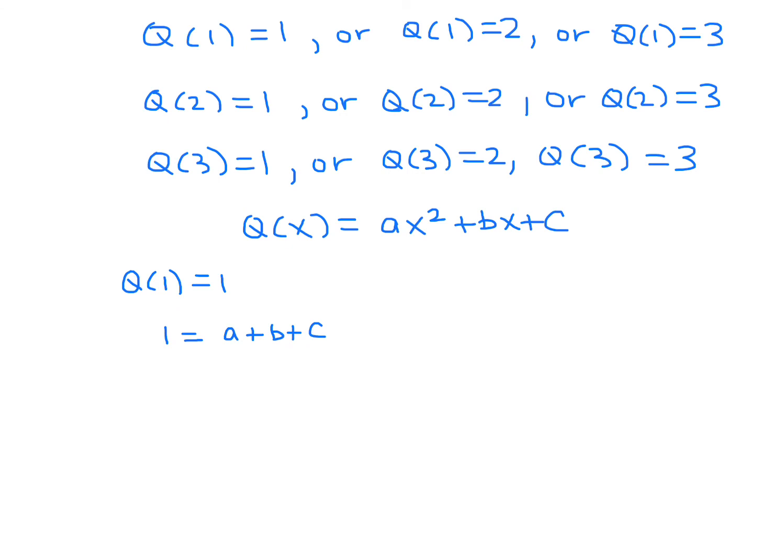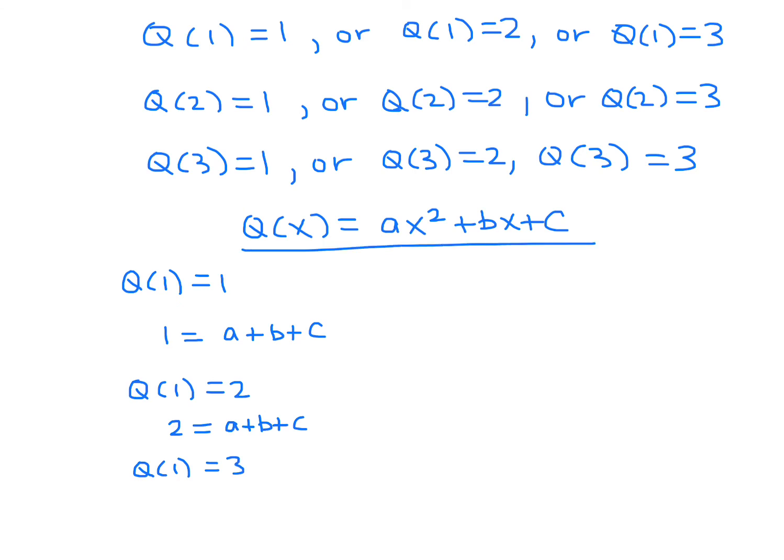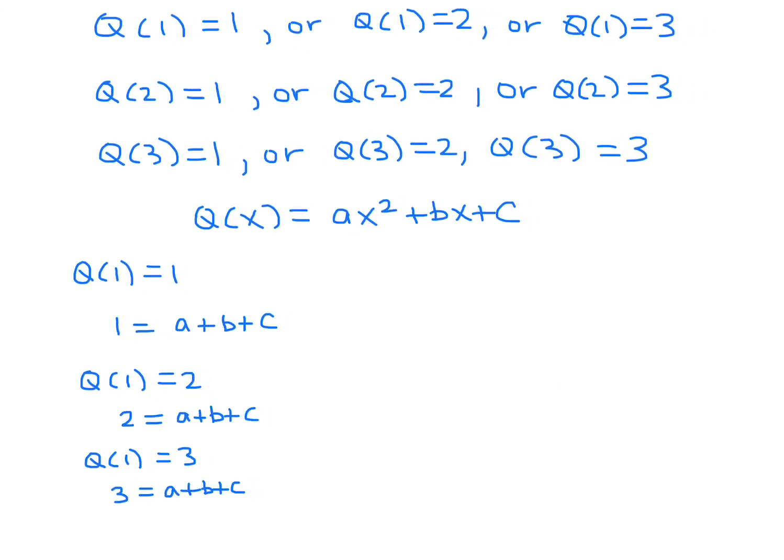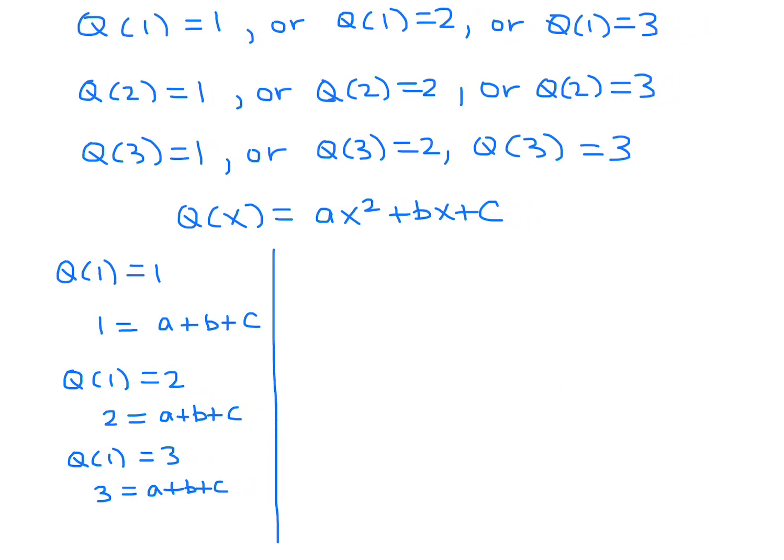All right? So how about if q of 1 is equal to 2, this one right here. Well, that would give me 2 is equal to a plus b plus c. And if q of 1 is equal to 3, and I use this formula, I would get 3 is equal to a plus b plus c. All right? So that takes care of those guys. And I'll do the other 6, starting with this one.